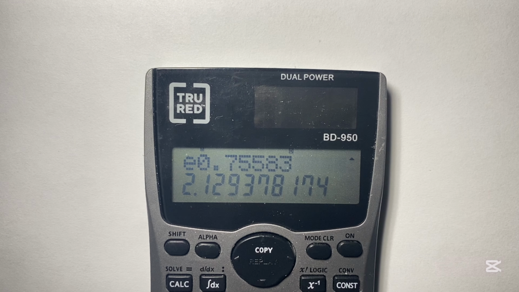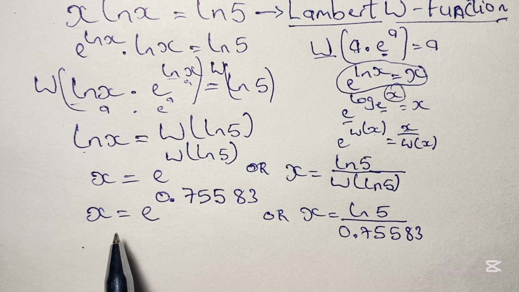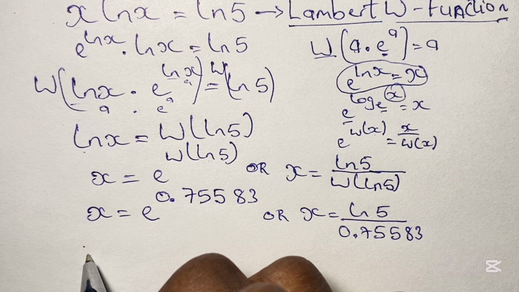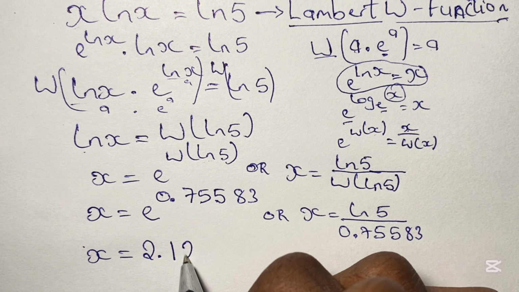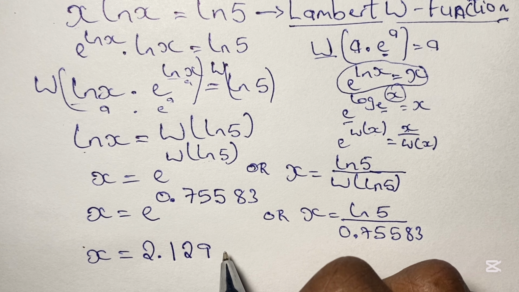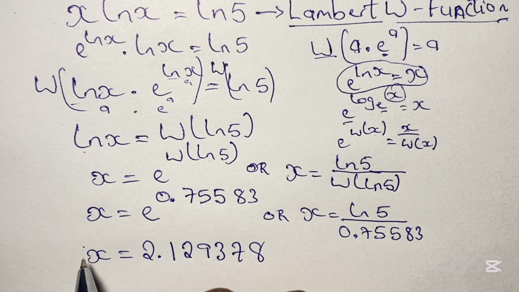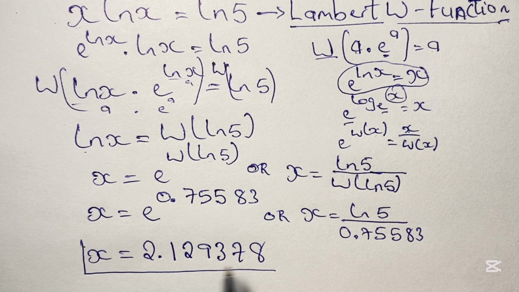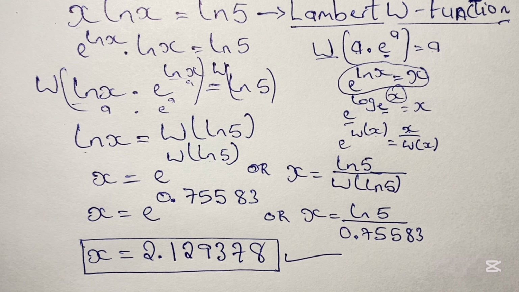At the starting of this video, it was concluded that x would be equal to 2 point something. And here we are now actually seeing that x is equal to 2 point something, and we're doing the actual working out of this solution. So x is equal to 2.129378. We can actually plug this value into our original equation to test the accuracy of this solution.